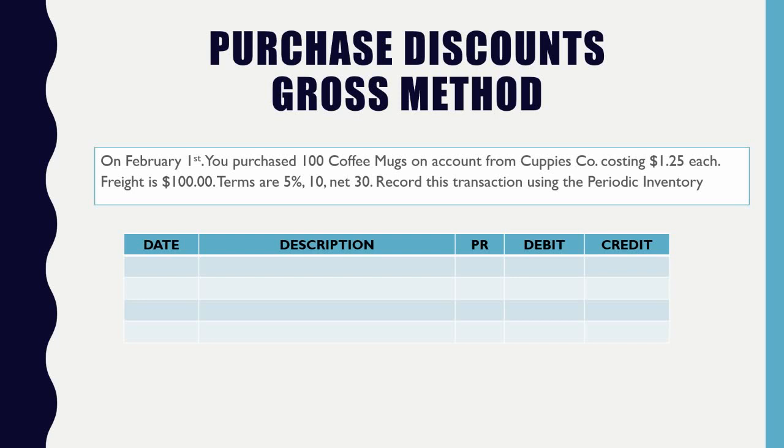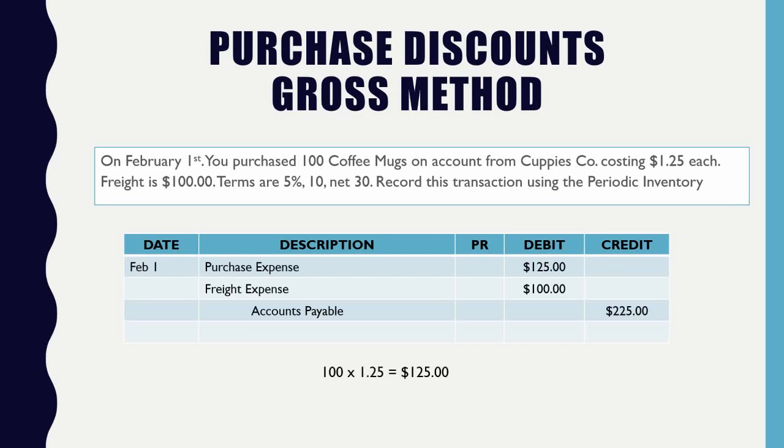So let's go ahead and recognize using the gross method. We're going to record it at original price. So in this case, purchase expense, freight expense, okay? So the purchase expense was $125 because it was $1.25 per item, okay? And then we recognize the freight as separate. That gives us 100, okay? And then now the accounts payable is going to be $225, okay? This is the gross method. We're recording it at original price, okay? Because our assumption is we're not paying them yet, okay?